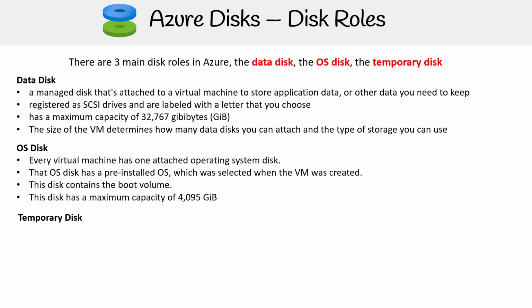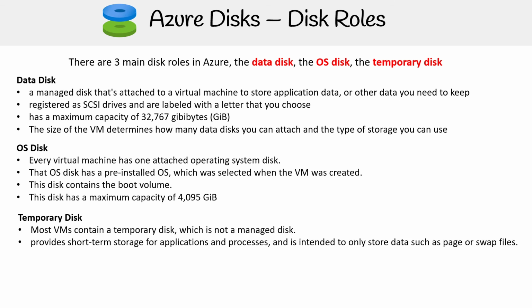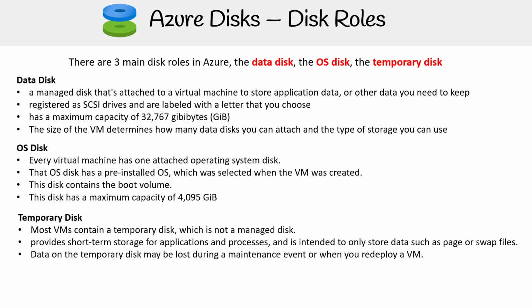Then onto our temporary disk. Most VMs contain a temporary disk, which is not a managed disk, provides short-term storage for applications and processing, and is intended to store data such as page or swap files. Data on the temporary disk may be lost during a maintenance event or when redeployed to a VM. During a successful standard reboot of the VM, data on the temporary disk will persist.